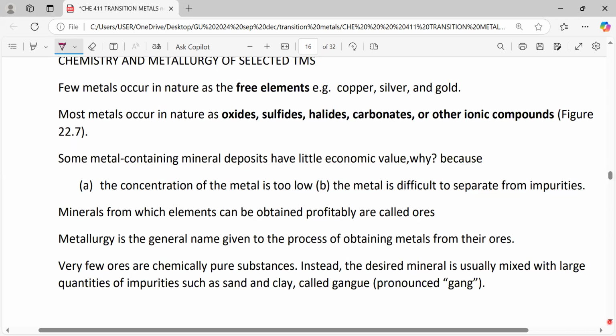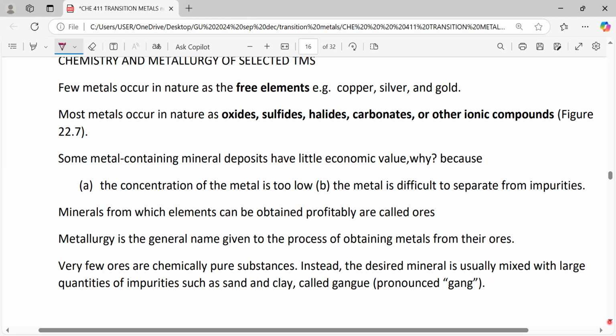Few metals occur in nature as free elements, that is copper and silver. You can mine gold directly from the river in Ukambani or Western Kenya. Silver, we don't have any in Kenya. We don't have any copper in Kenya, but these three metals, you'll always get them in free form, that is pure form. You just get gold without much refining. But it doesn't mean gold doesn't react.